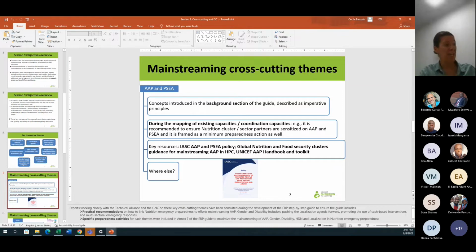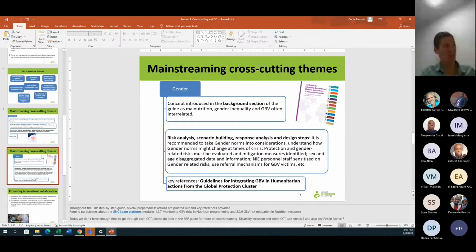Okay, and the guide includes many links to key resources, including the IASC policy on accountability to affected populations. And you'll find that the global nutrition and food security clusters jointly developed a guidance on how to mainstream AAP in the humanitarian project cycle. And we also provided the link to the UNICEF AAP handbook and toolkit that are, I think, quite useful. And we've done that for all those key cross-cutting themes.